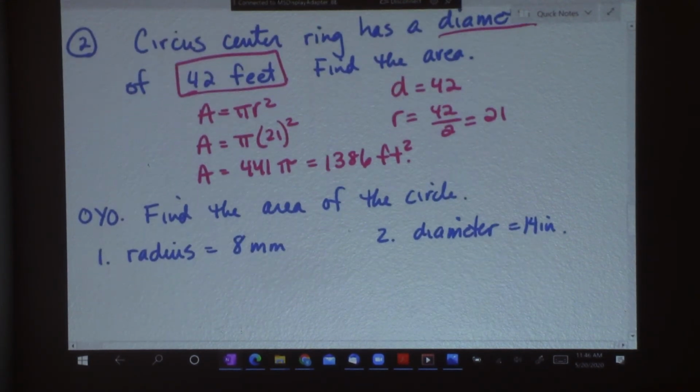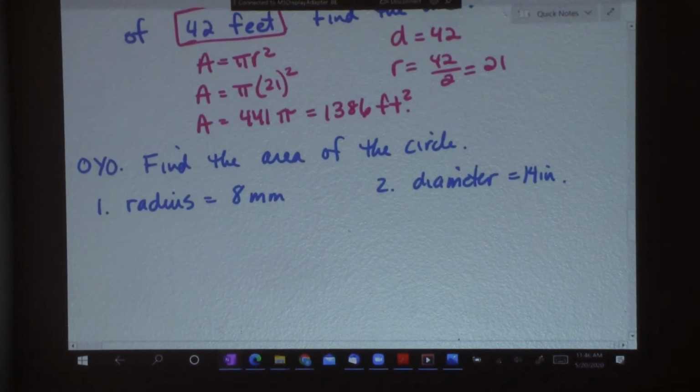So now I want you to go ahead and find the area of these 2 problems. You can pause the video and we'll come back in just a moment.